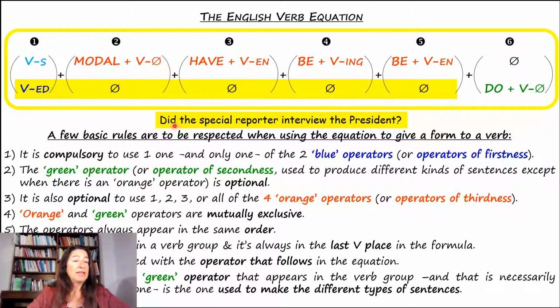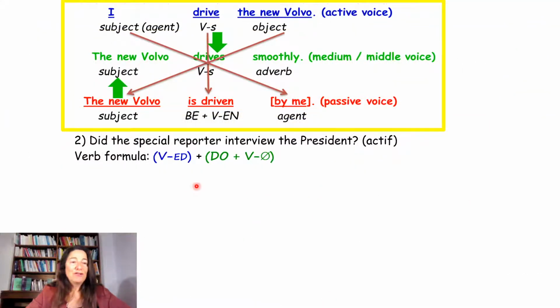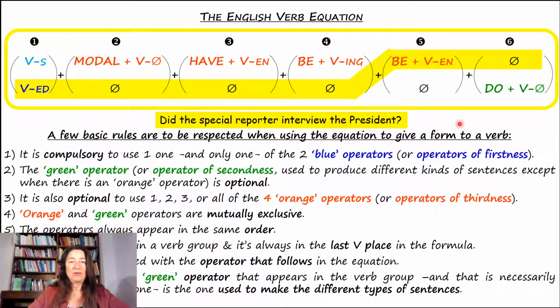And then we can see that the past tense here is on do plus V0, so that the verb formula in this sentence is VED plus do plus V0. We could also mention all the zeros here, but it is also possible not to mention them. So the verb formula is VED plus do plus V0 for the active sentence, and we want to turn that sentence into a passive voice sentence. So we need to add B plus VEN.